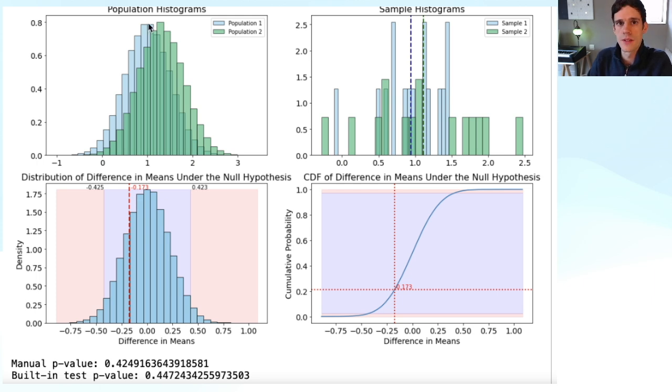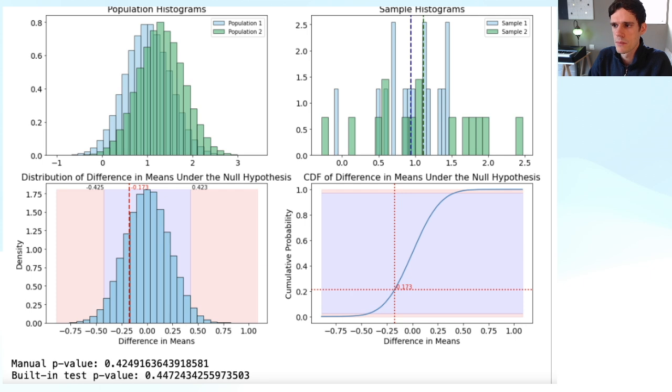In this case, the difference in population means is 30%, a mean of 1 for population 1 and a mean of 1.3 for population 2. Our sample size is 15 data points for each sample. We compute the mean for each sample, which are these vertical lines, and this of course will give us a mean difference, which is visualized on our distribution of sample differences with this red line.